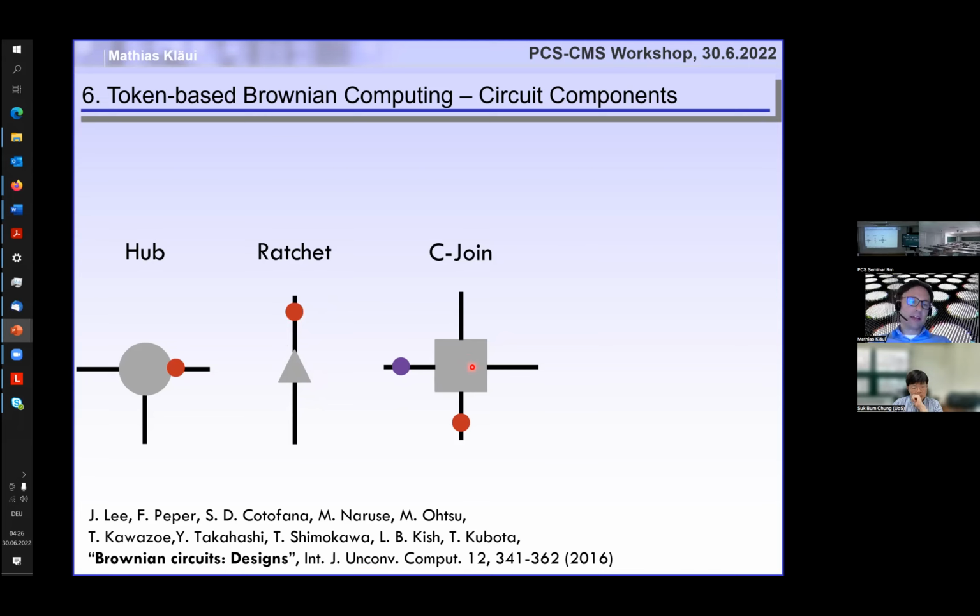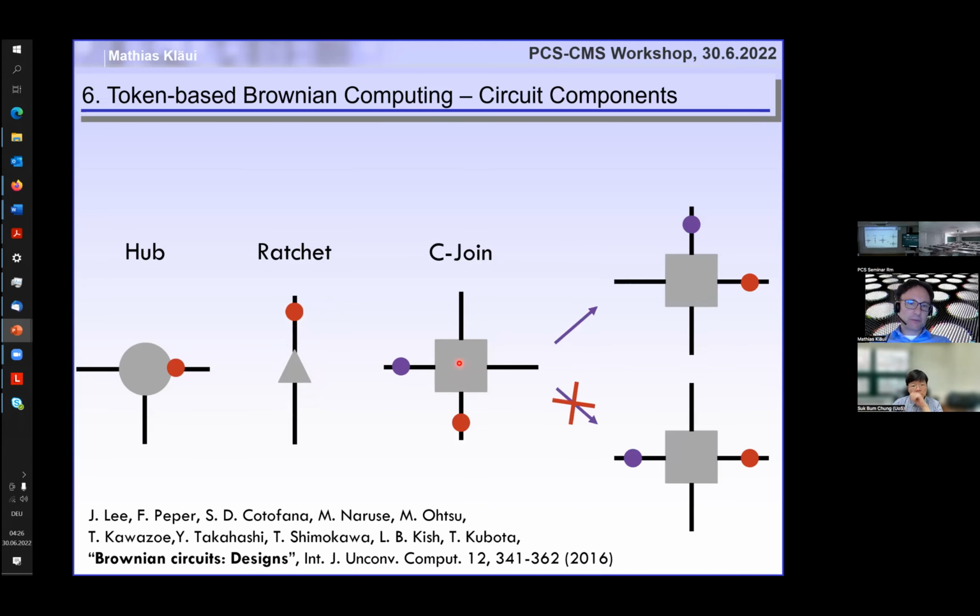The C-join actually means that if two skyrmions arrive at the same time at this position here, then they enter from these two directions and they exit at two different directions. If only one skyrmion arrives here, then it cannot go through, but it goes back where it came from. Only if two skyrmions arrive together here, they can actually exit and go to these new directions. And this is where the computation is done.